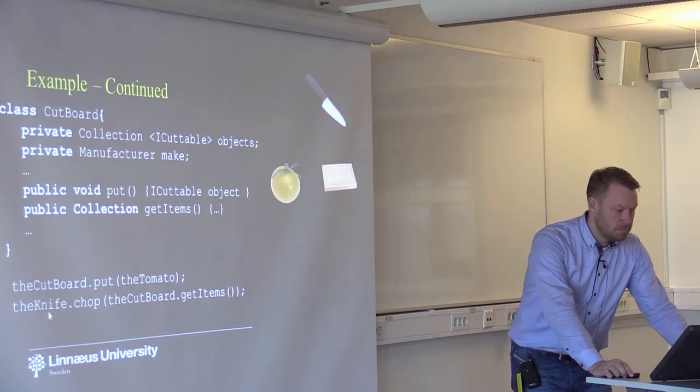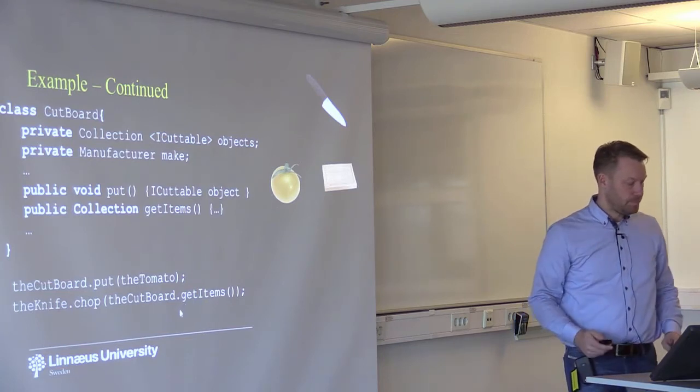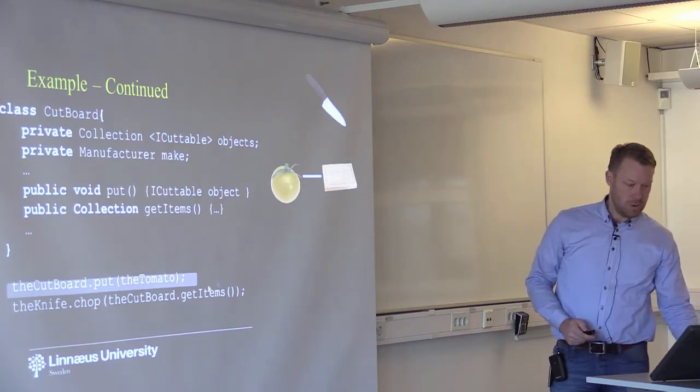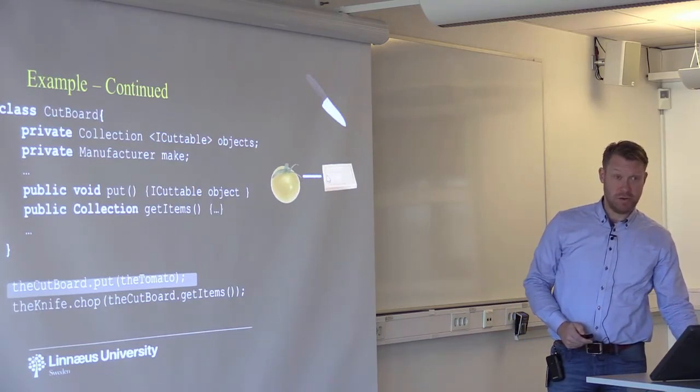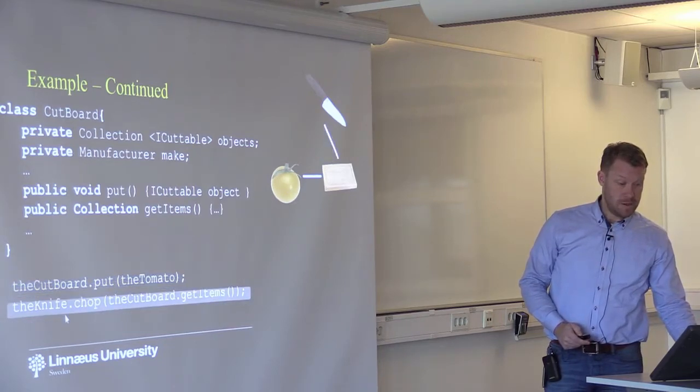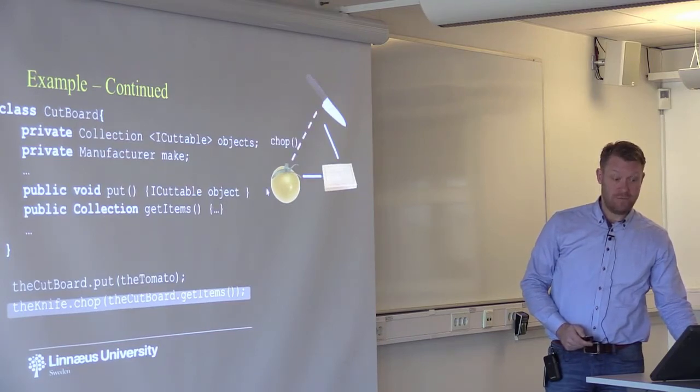And then we let the knife have a go at everything on the cutboard by this. Okay. So here we create a connection between the cutboard and the tomato object. Here we have a connection between the knife and the cutboard, and with the get items here, we actually get a reference from the knife to the tomato so that the knife can send a chop message to the tomato.